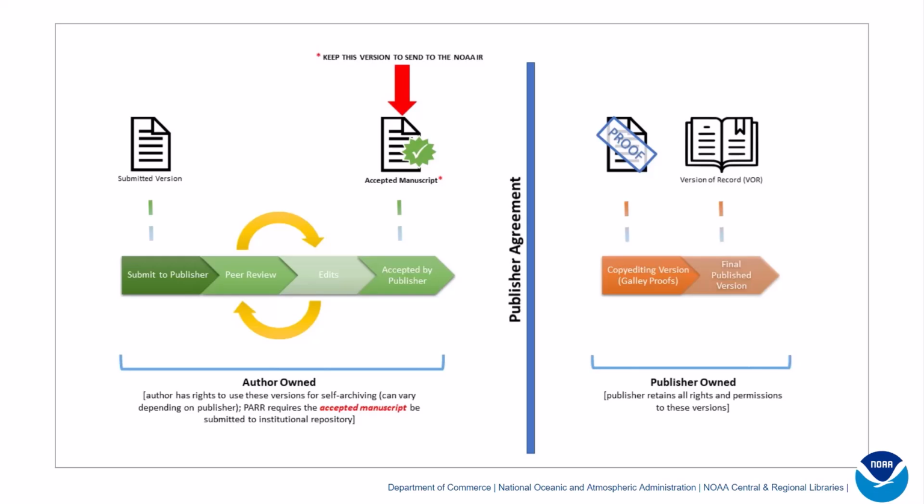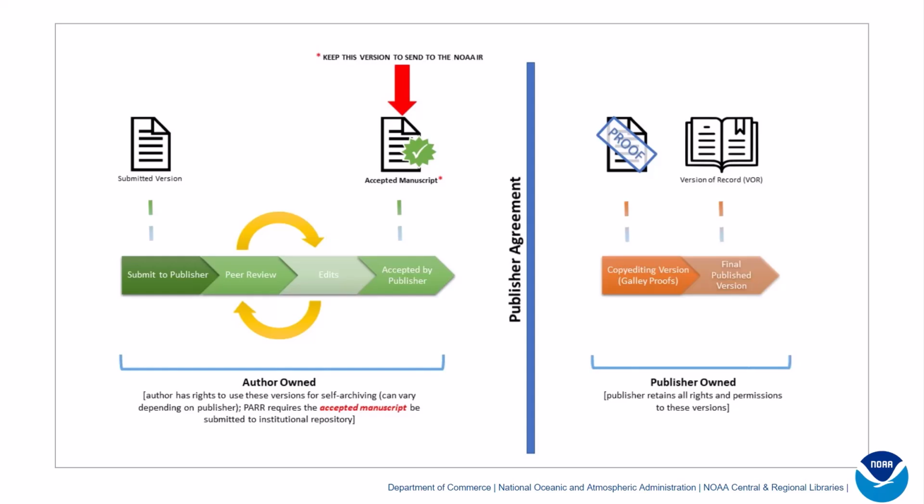So I have borrowed this from an article and I've adapted it a little bit. So I do have this cited on the library's publishing guide. But this is just a handy little diagram to show the points of ownership for these manuscript versions. So you can see across the top, I have the submitted, accepted, the proof, and the version of record. And you can see the process underneath with those arrows.